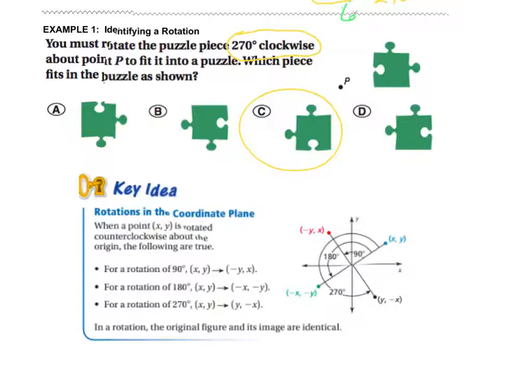What is important is I want you to see down here, in a rotation, the original figure and its image are identical, which means the original is whatever size and shape it is. The image is that exact same size and shape. So doing a rotation does not make the shape change in any way, except that it's going to have a different look because it's been turned.